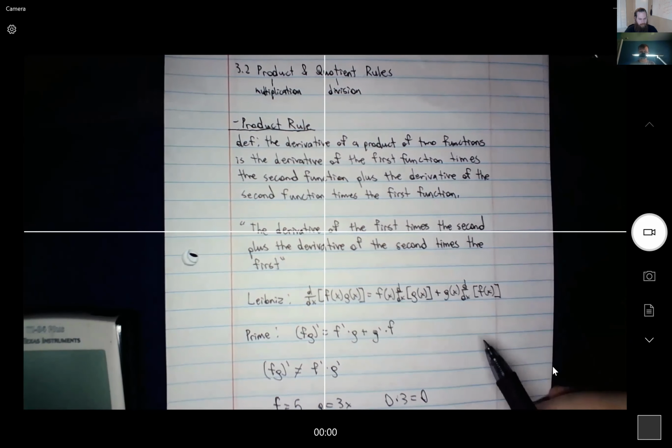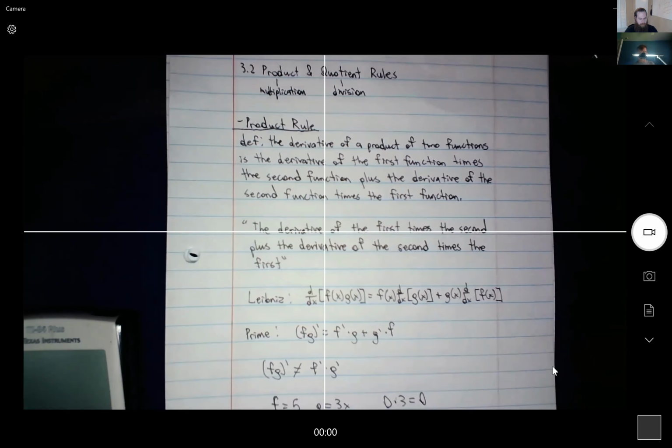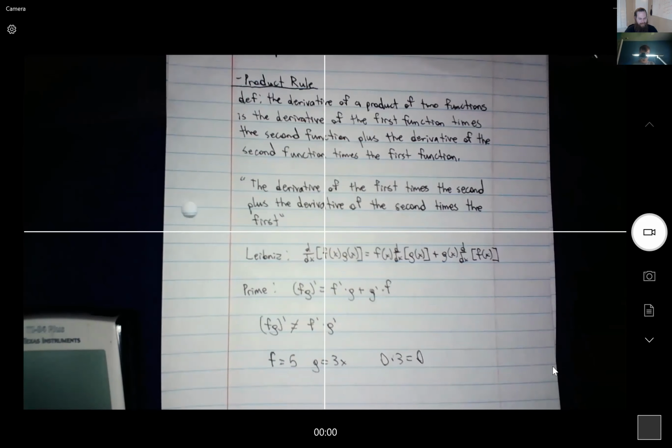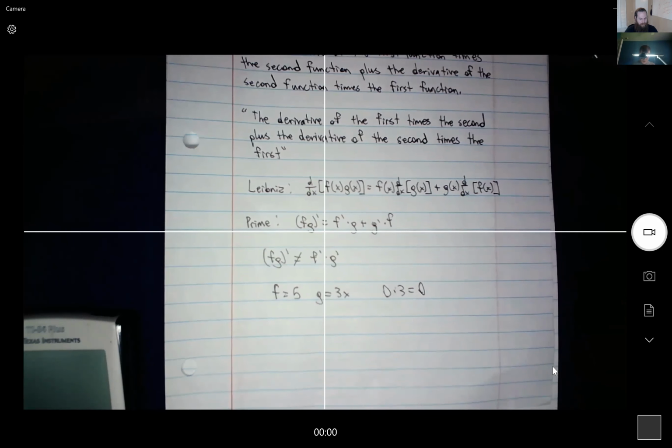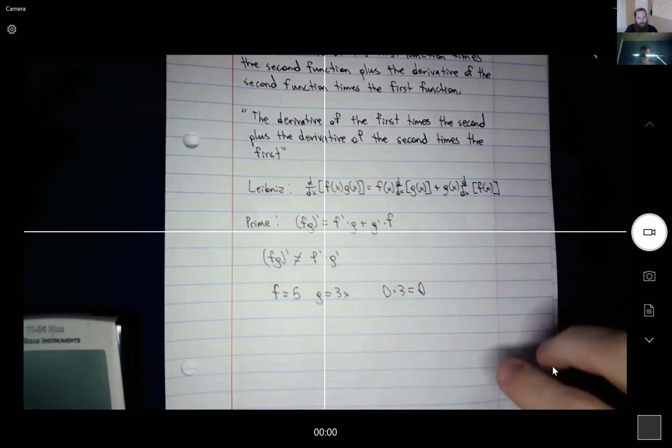So I have a proof for you. I have a proof for everyone for the product rule. Does anyone have any questions so far about everything that's been covered? Looking great. Looking beautiful so far.